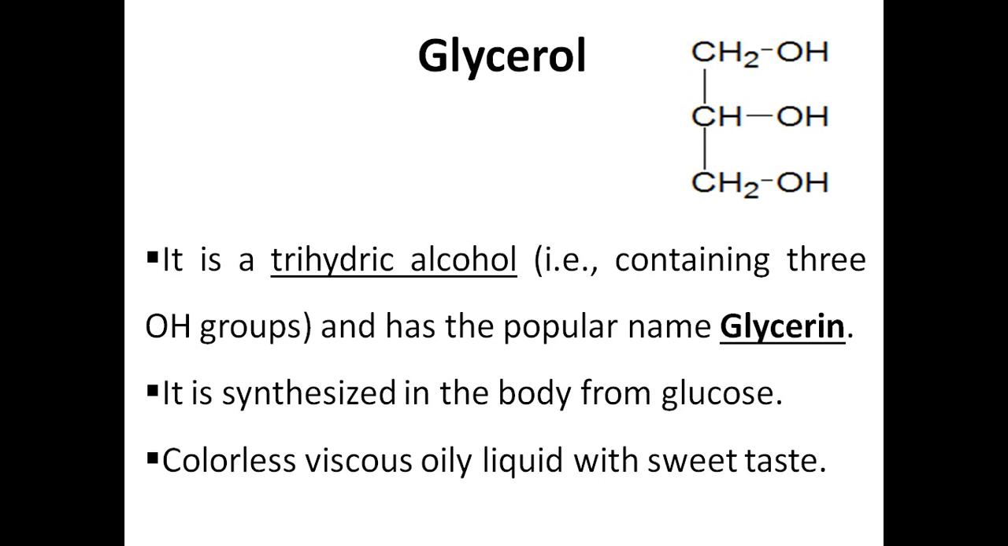More details I have given here about glycerol. The structure is represented on the right hand corner. If you see the structure, it is a trihydric alcohol. Trihydric alcohol means it contains 3 OH groups in its structure, and it has the popular name glycerin. Everybody knows that glycerin is the popular name for glycerol. It is synthesized in the body from glucose. It is a colorless, viscous, oily liquid with sweet taste.